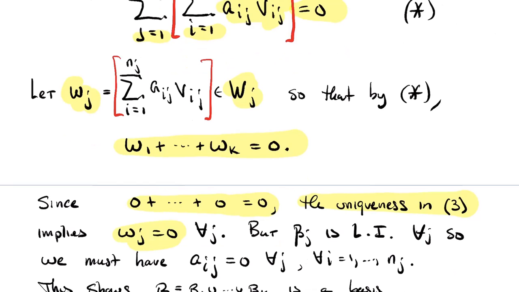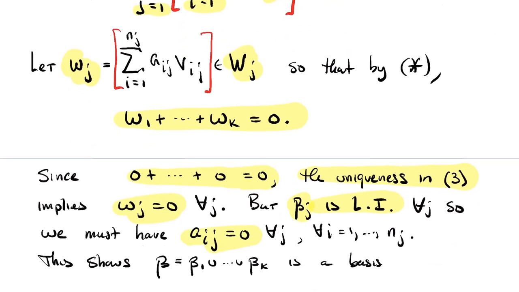Okay. So if we look back up here at what the wj's are, they're linear combinations of things in beta j. Beta j is linearly independent because it's a basis. So that actually forces all those coefficients to be 0. So that shows that this set beta is also linearly independent, and hence it's a basis. Cool, it's going pretty smoothly.